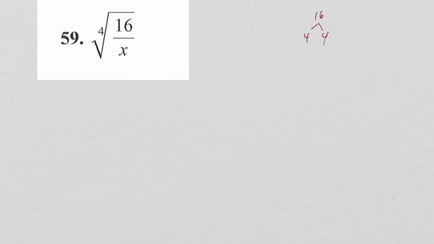Okay, so for the numerator, we have 16, and we'll factor that. 16 is 4 times 4, this is 2 times 2, this is 2 times 2. So this is the 4th root of 2 to the 4th power, which in the numerator is just going to be 2. In the denominator, we have x to the 1, so we're going to need to multiply by x cubed inside of the radical in order to make this x to the 4, which will just come out as x.